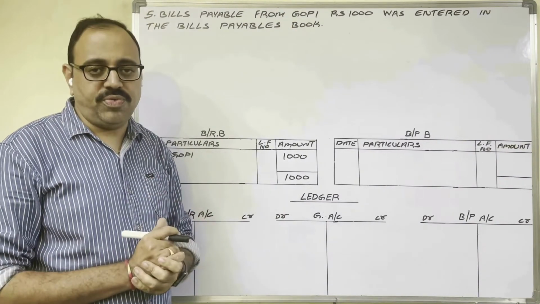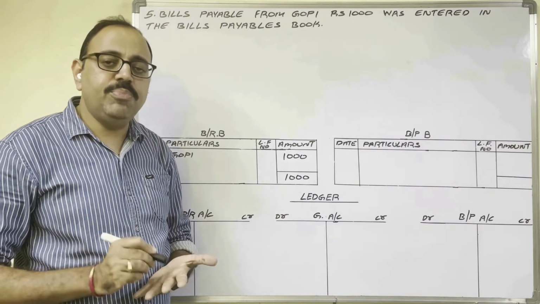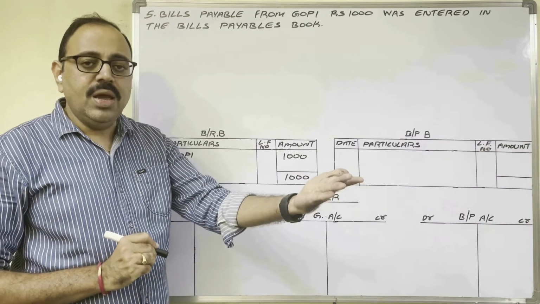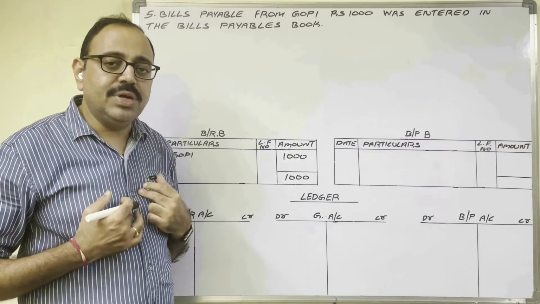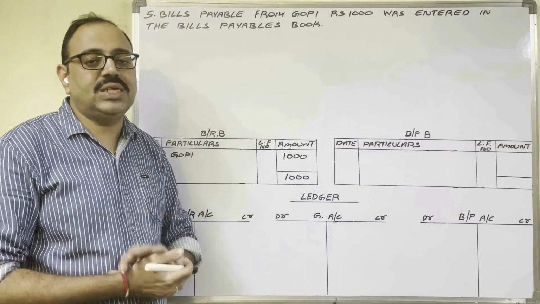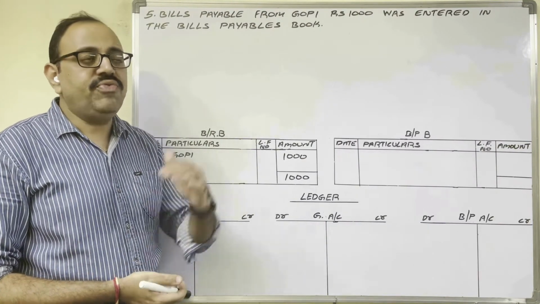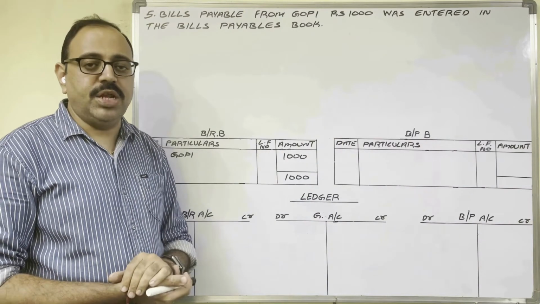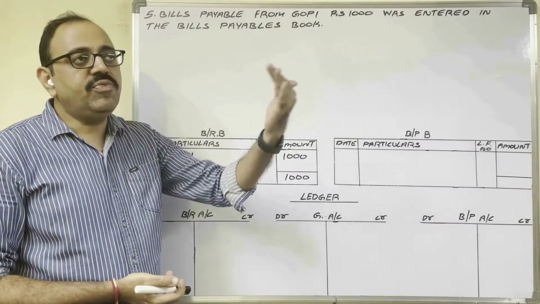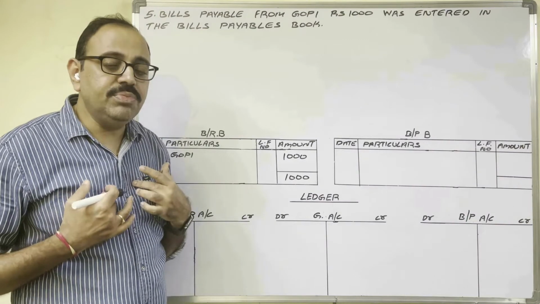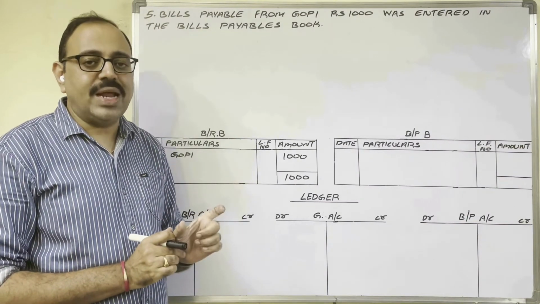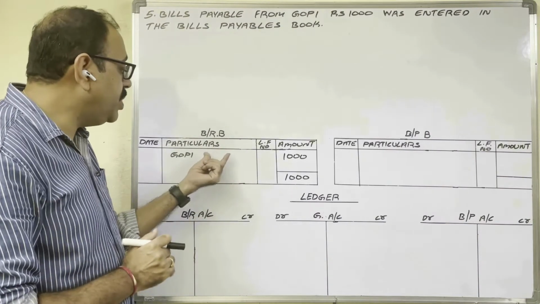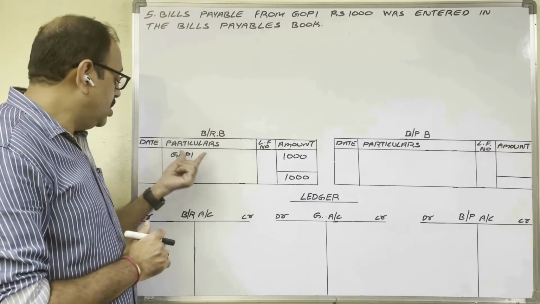The firm needs a written proof. So the firm prepared a bill of exchange on Gopi and the firm got acceptance from him. To the firm, this bill is known as bills receivable. So for Gopi, this is bills payable. Bills payable from Gopi means to the firm, this is bills receivable. So a bills receivable transaction, we should enter in the bills receivables book.